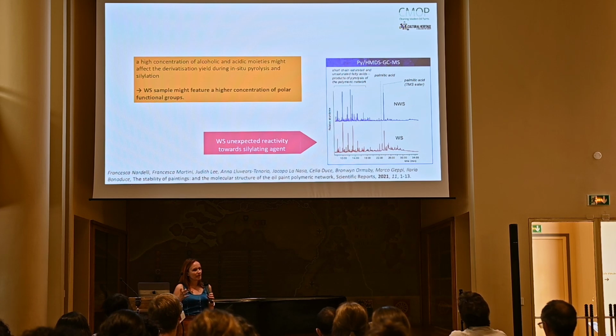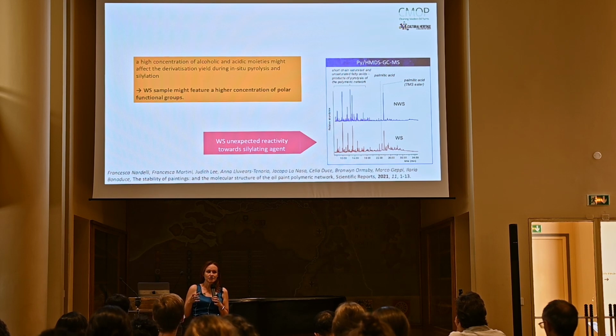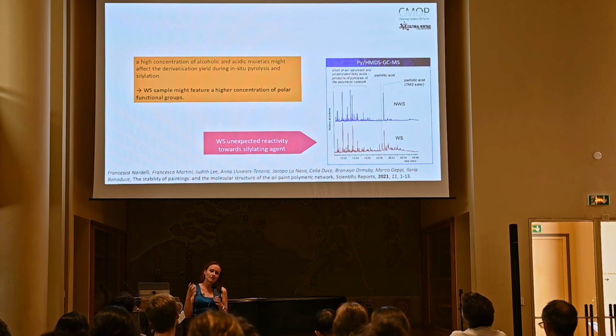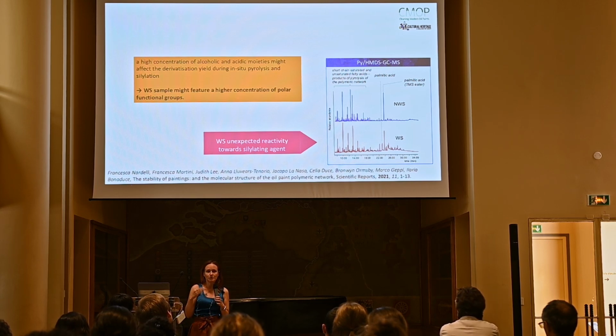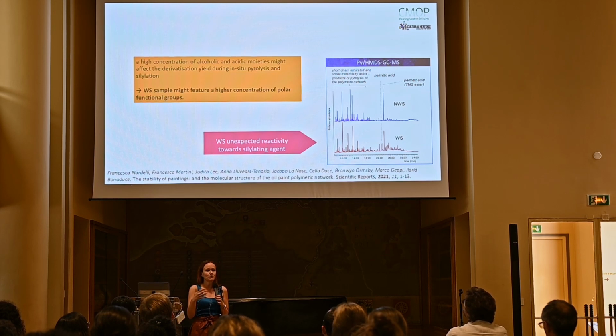And then a very strange behavior during pyrolysis. When we do pyrolysis, we use a silylating agent, and the water-sensitive sample was not derivatized. The polar moieties of the water-sensitive sample were not derivatizing efficiently. And this was a consistent behavior. We kept repeating the analysis, and while the non-water-sensitive one was perfectly behaving, with all acidic moieties derivatized, this was not happening with the water-sensitive one. So maybe, because there is no more water in the paint layer, there are other polar moieties in the paint film that we can't pick up with our techniques that are hindering the reaction yield.